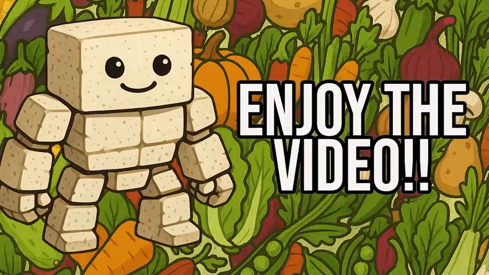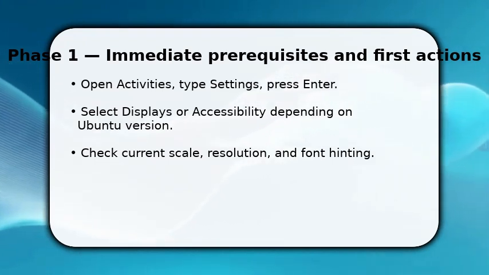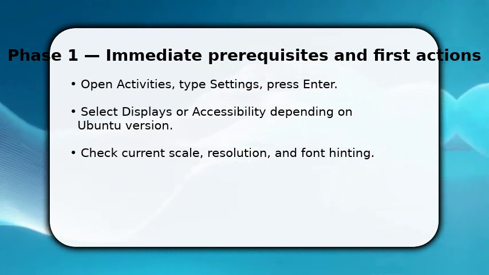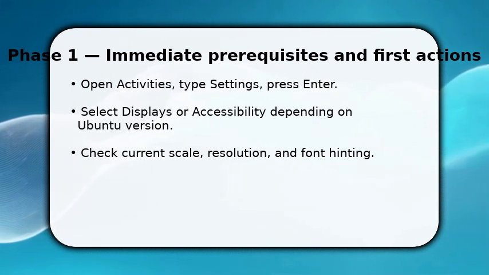Please enjoy the video. You start by opening Settings and navigating straight to Displays or Accessibility. This is where Ubuntu controls screen scale and fonts. Once there, review the current scale and resolution because they determine pixel density and effective font size. A higher scale increases all UI elements. Make sure you note whether your session is Wayland or X11, since some tweaks differ.